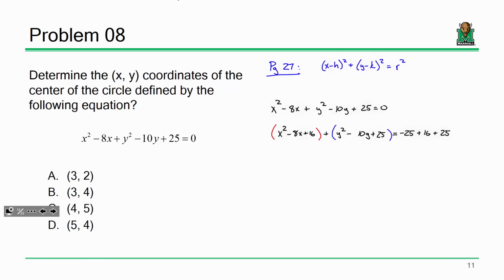So on the left side of this equation, how do the x's factor? If I have x squared minus 8x plus 16, how's that going to factor? There we go. And what about the y's? How's that going to factor? And over here on the right, it doesn't really matter. We're going to get 16, but we don't really care because all we needed was the center of that circle, which is 4, 5.